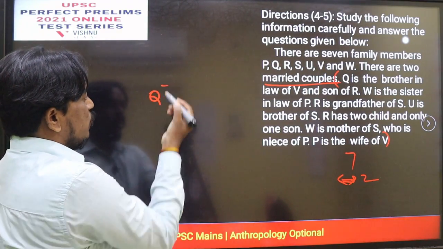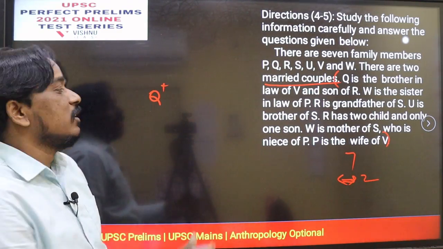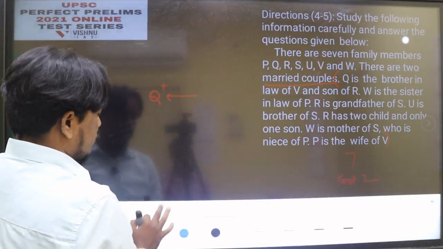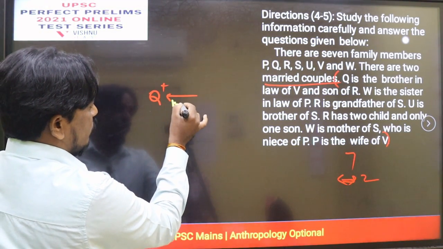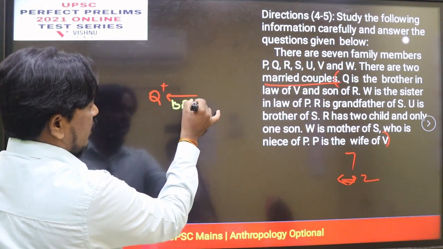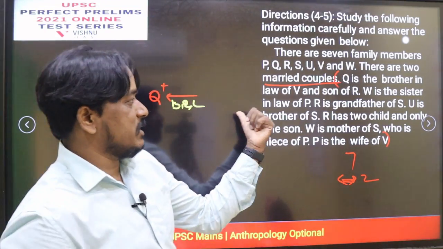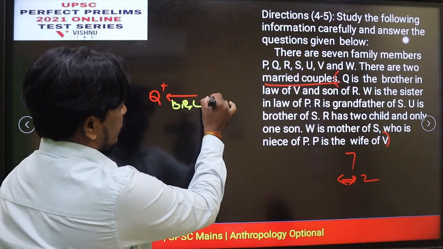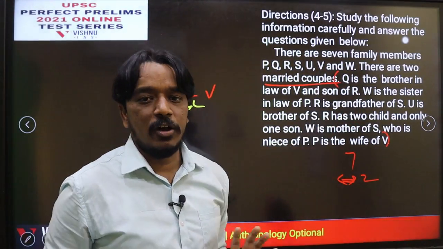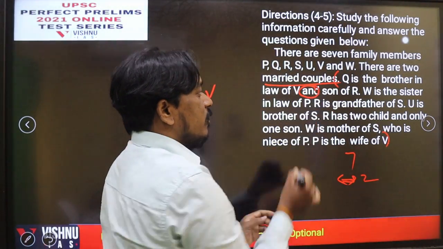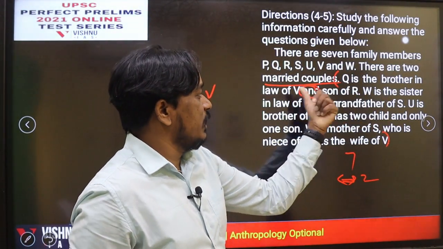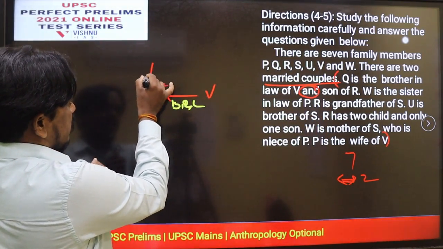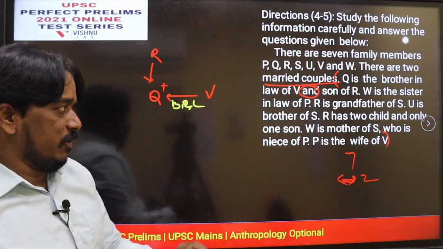Who is the brother-in-law here? Q is brother-in-law, means male. If you are getting confused, you can note down the relation here, very particularly. So we are talking about brother-in-law. Like this we can represent. So Q is a brother-in-law of V here. Very simple. And son of R. Whenever you find N, we are talking about Q. Q is the brother-in-law of V and son of R. Who is the son here? Q is son of R. Very simple.